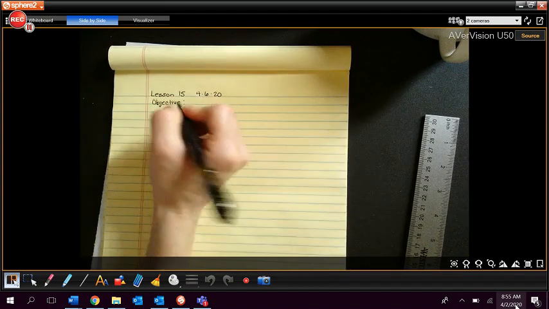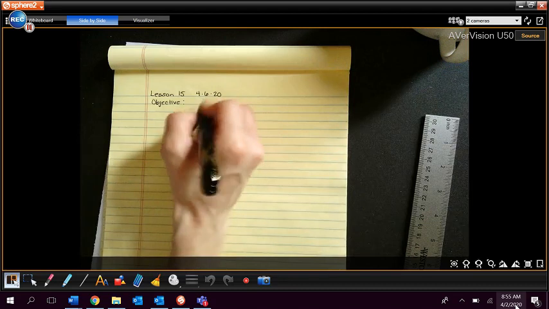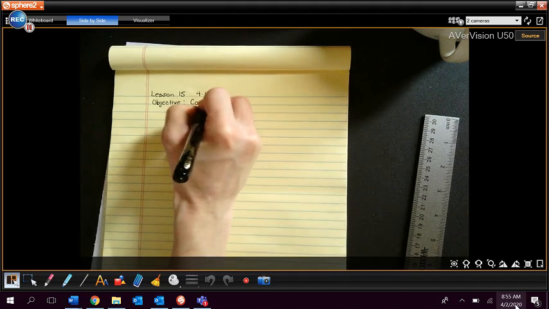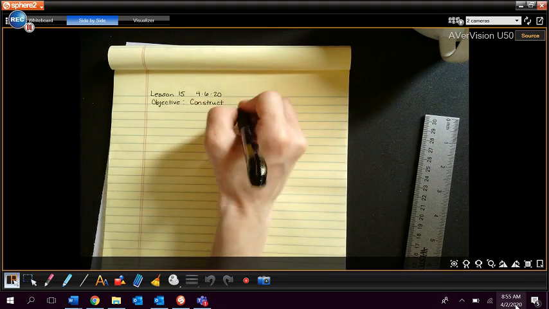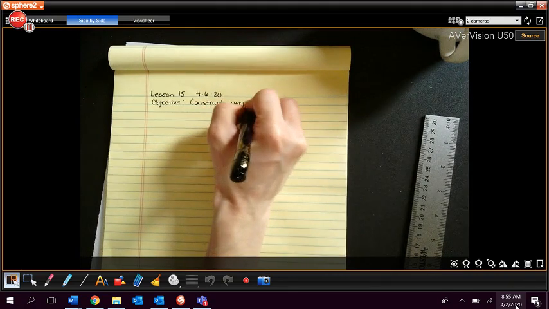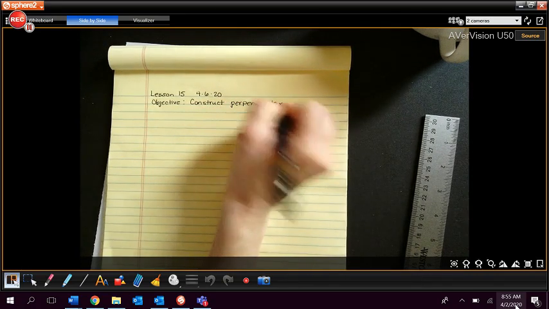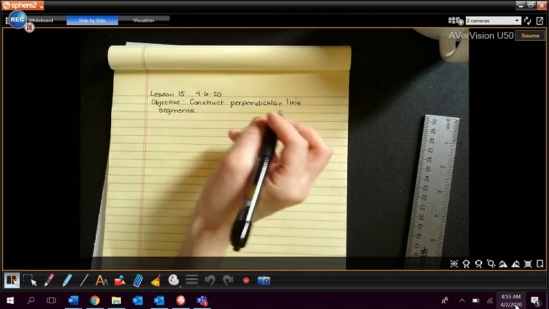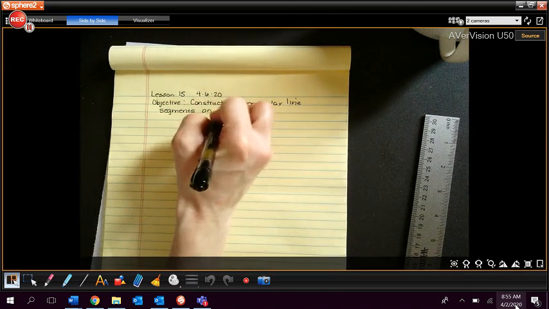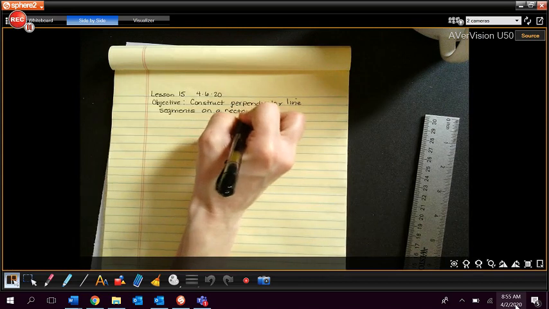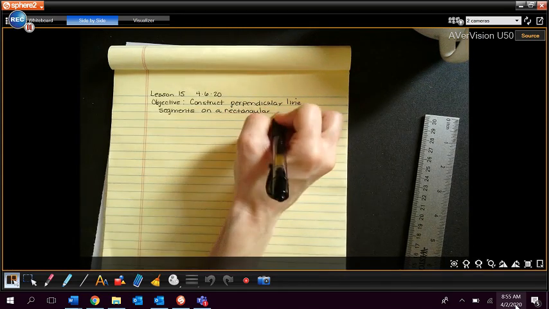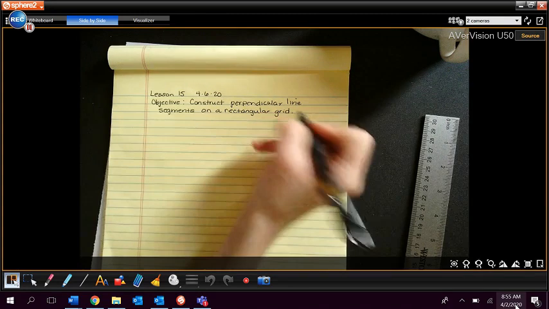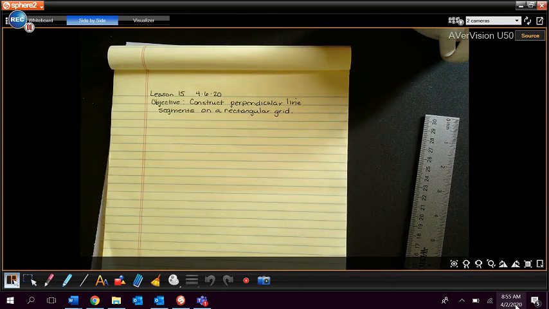The objective for today's lesson is to construct perpendicular line segments on a rectangular grid. That is the objective that we are going to be doing today.